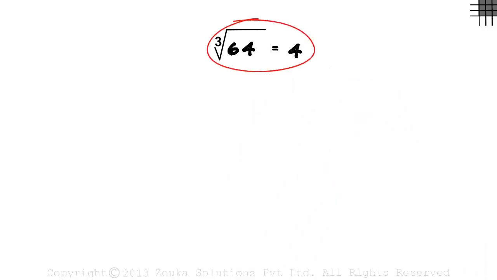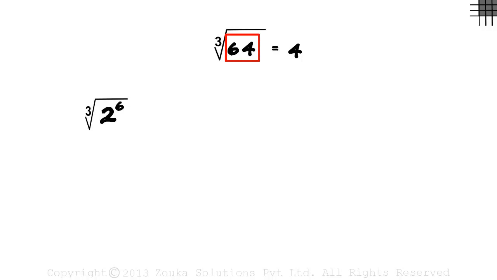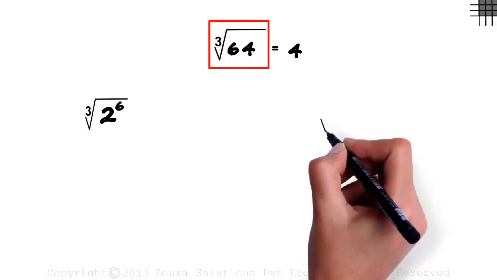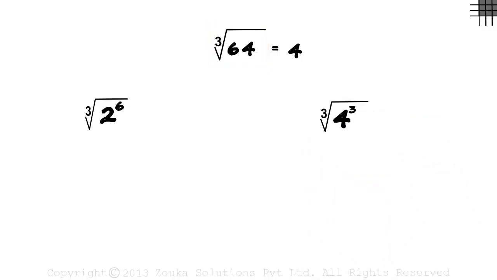This example looks very simple, but modifying it slightly can make it interesting. Let's play with these numbers. We can write 64 as 2 raised to 6. Hence, cube root of 64 can be written as cube root of 2 raised to 6. We can also write 64 as 4 cubed. Hence, we write this as cube root of 4 cubed.